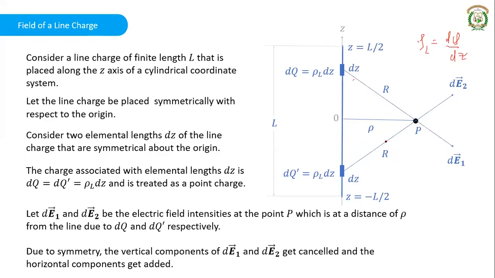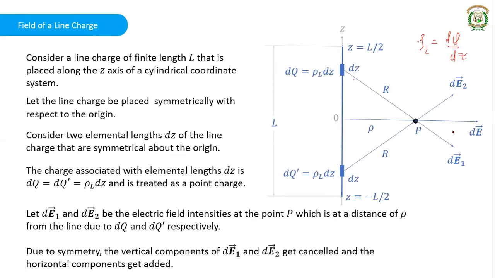Now, there is one interesting thing here. Since the elemental charges are symmetrical with respect to the origin, dE1 and dE2 are symmetrical too. Whenever there are this kind of vectors, since they are symmetrical, the vertical components get cancelled, and the horizontal or radial components in this case get added up. So the resultant vector dE is equal to dE1 plus dE2.